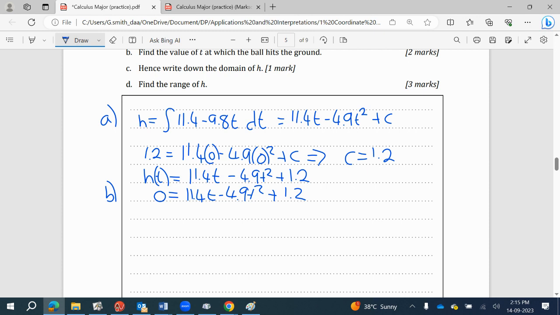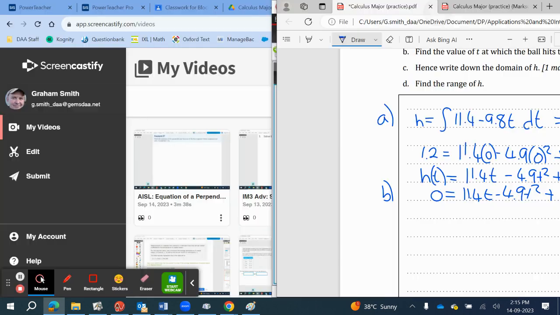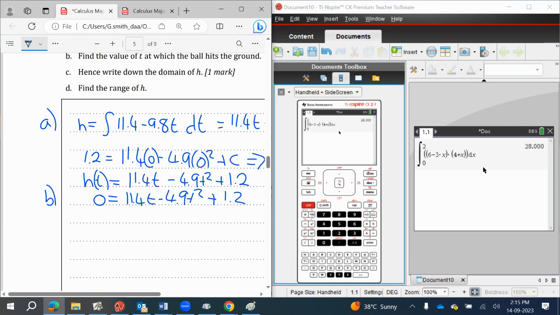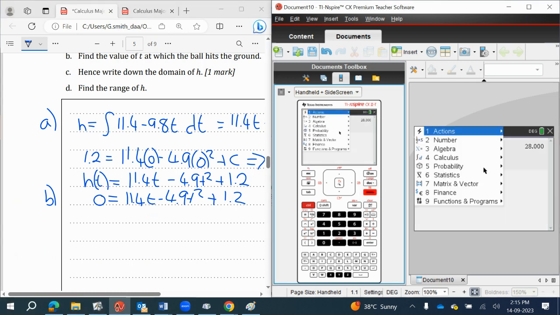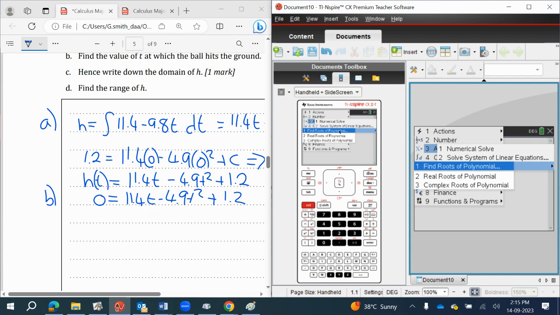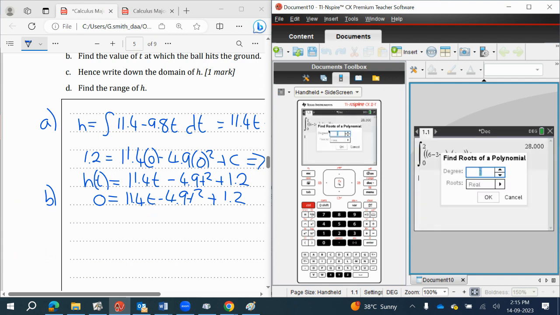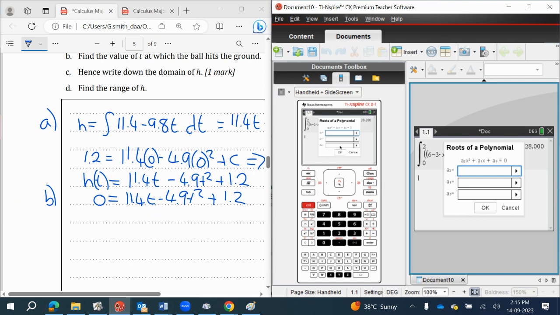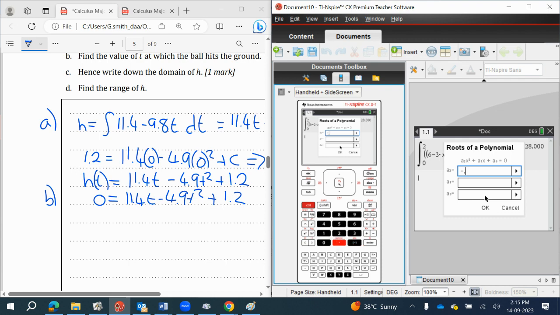The quickest way to solve this one is using the polynomial root solver. You can graph it and find it, and it's nice to see the picture, but you can use a variety of different tools. One of the good ones is this one: menu, algebra, polynomial tools, find the roots of a polynomial. It's a second degree polynomial. The lead term is minus 4.9, the next term is 11.4, and then the last term is 1.2.